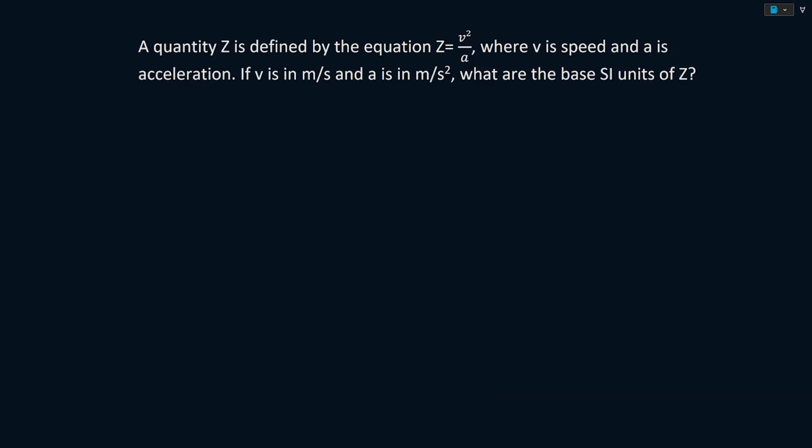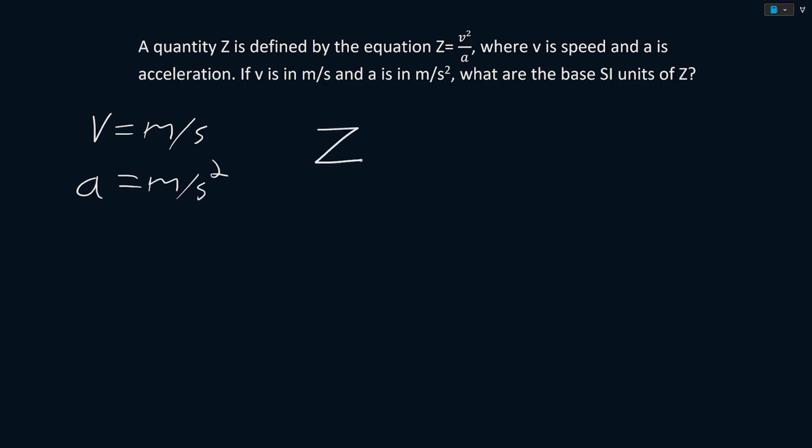A quantity z is defined by the equation z is equal to v squared over a, where v is speed and a is acceleration. If v is in meters per second and a is in meters per second squared, what are the base SI units of z? First, I'm going to write out what we were given. v is equal to meters per second, and a is equal to meters per second squared.